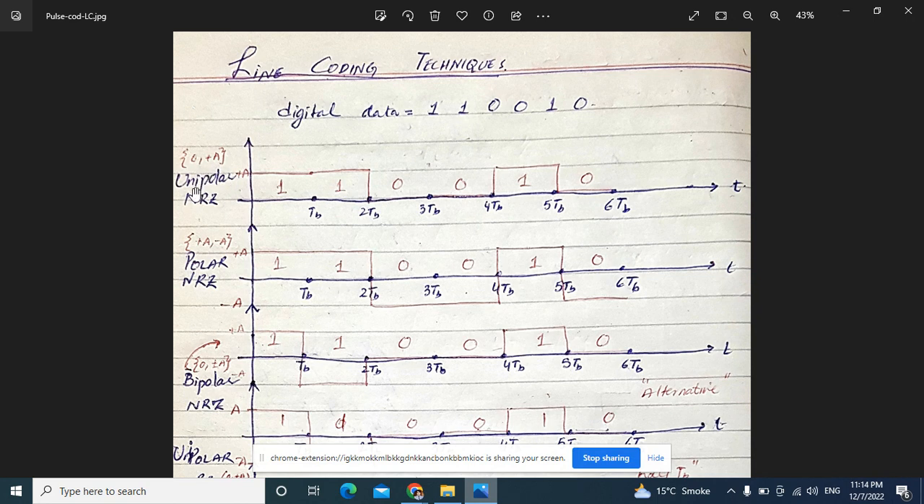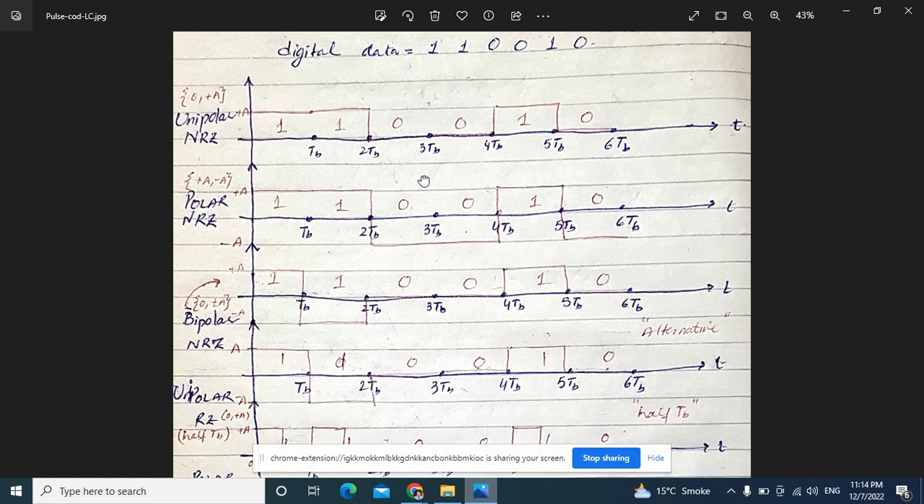As I said, if it is unipolar NRZ, you represent 1 with amplitude positive A. So for this one, it is positive A, and then it is not returning to zero. The next bit is again 1, so it still remains positive A. The next bit is 0, so it will return to zero, and the amplitude is zero. The next bit is 0, so it is again zero, the next bit is 1, so it moves toward positive A, and the next bit is 1, so it is positive A, and the next bit is 0, so the amplitude is 0.